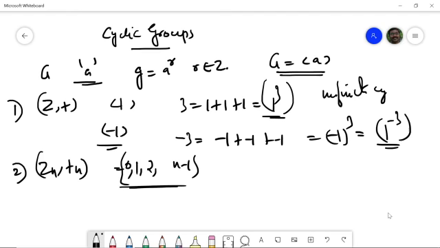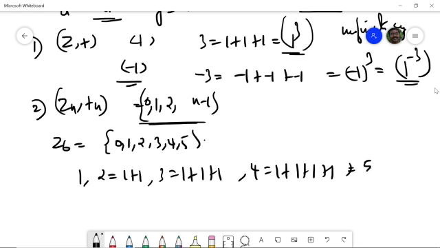This is also a cyclic group because all the elements are being generated by 1. How? 1 is obviously there, and 2 is 1 plus 1. Here the operation is addition modulo 6. 3 is 1 plus 1 plus 1. 4 is 1 plus 1 plus 1 plus 1, and for 5 you have to take 5 ones, and if you take 6 ones you get remainder 0. So 2 is 1 square, 3 is 1 cube, 4 is 1 raised to 4, 5 is 1 raised to 5, and 0 is 1 raised to 6, and it goes on. If you take 1 raised to 7, again you will obtain 1, because we are considering only the remainders when divided by 6.